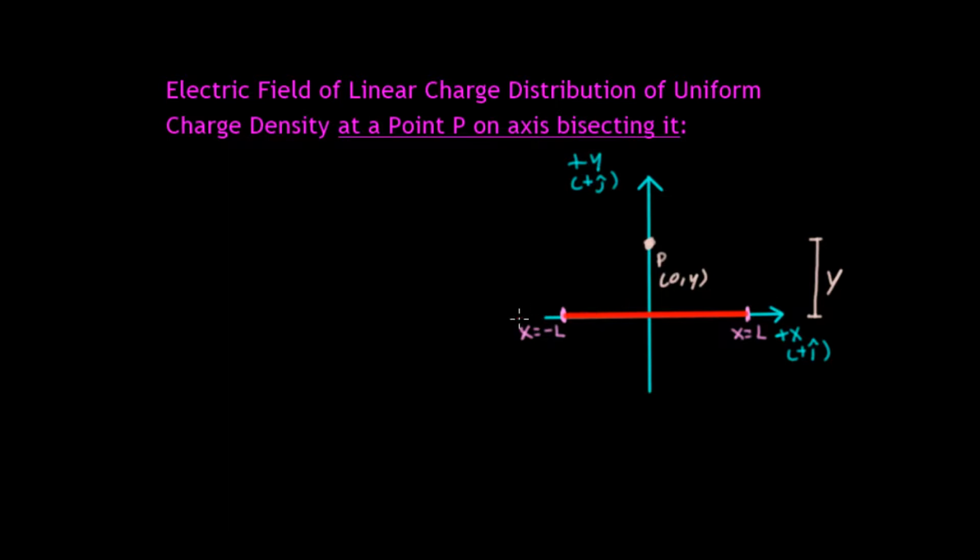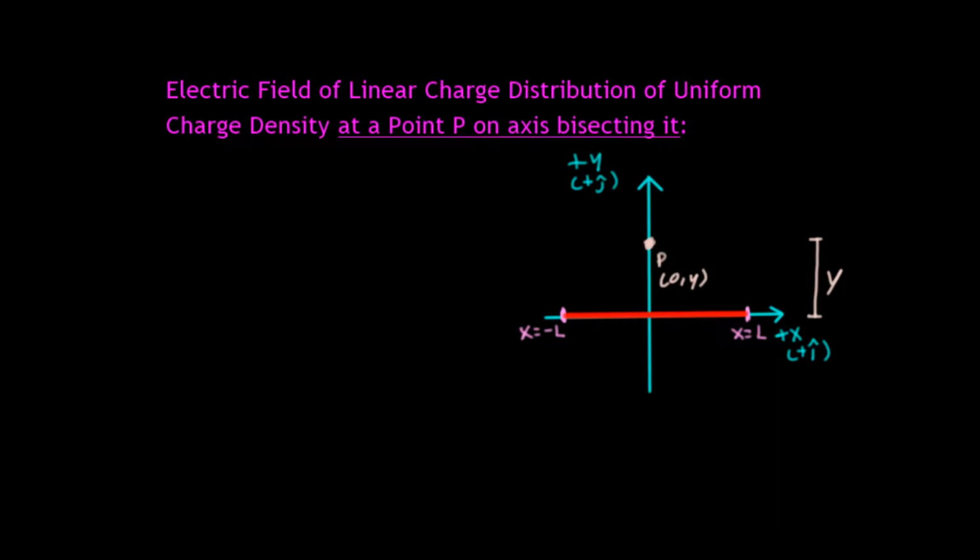Because it's a linear charge distribution, or we can call it a linear rod, uniform charge density means uniform lambda, uniform linear charge density. And we're going to try to find the electric field due to this linear rod of uniform linear charge density at this point P, at some point along an axis. I've labeled it the y-axis that bisects the rod and is perpendicular to the rod.